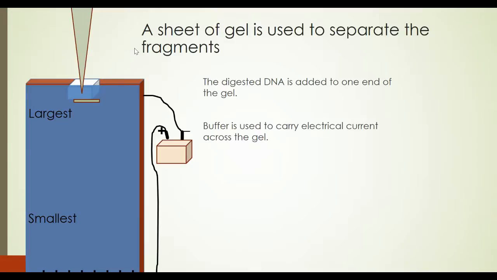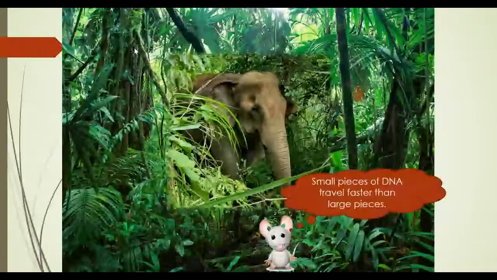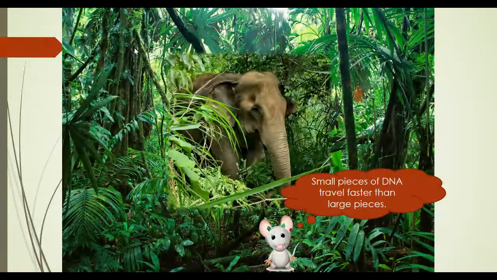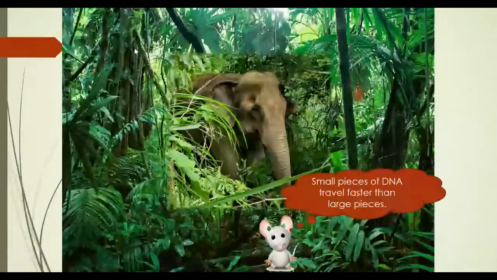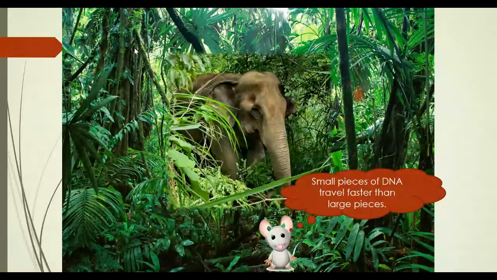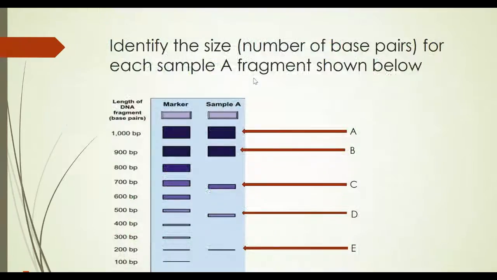DNA is negative. Perfect. So therefore, it will flow towards the positive end. And size does matter depending on how big your band is. If you are small, you're going to be able to get through that agarose gel a lot faster than a larger piece. So here's a bit of a picture to give you a hint. If you're an elephant-sized one, you're going to take a lot longer to get through than your little mouse.